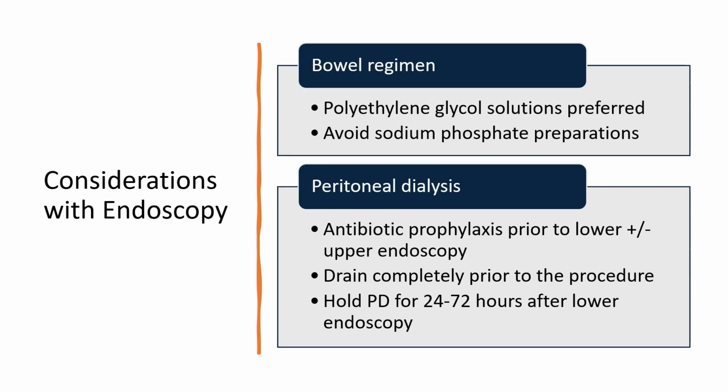we recommend antibiotic prophylaxis. So the ISPD recommends prophylaxis prior to lower endoscopy because the rates of peritonitis afterwards are very high. The rates of peritonitis after upper endoscopy are not as high, but they're still higher than baseline, and that's been shown very consistently. So I recommend prophylaxis prior to either one.